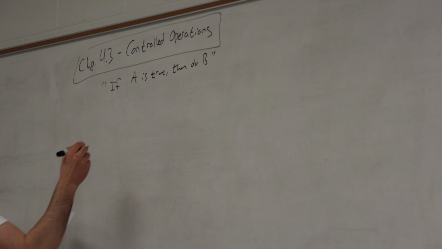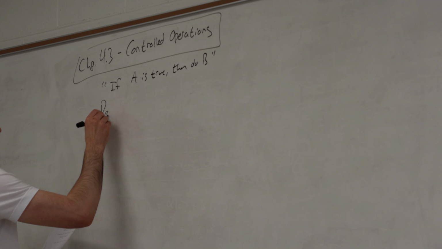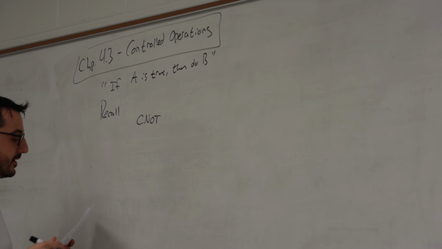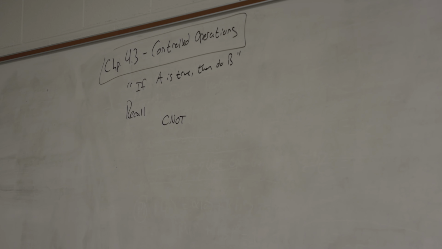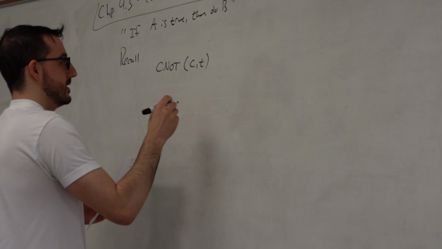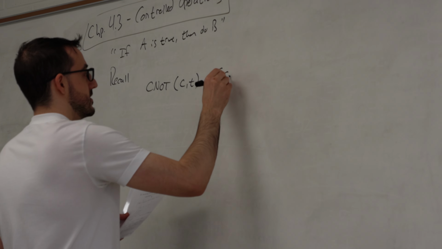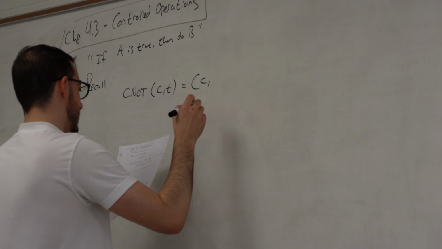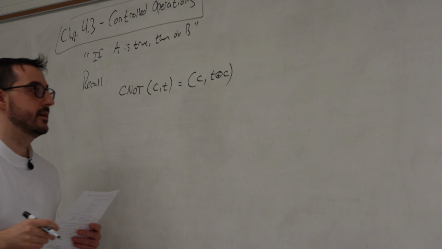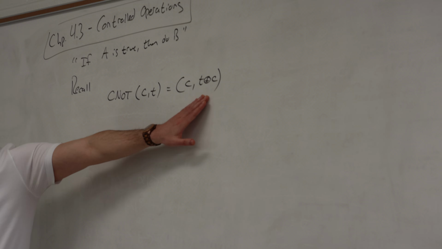So recall, I think from last time even, we had the CNOT gate. Recall, we defined CNOT as a classical reversible gate in the following way. It input 2 bits, a control C and a target T, and it also output 2 bits. The control didn't change. And then we added the control modulo 2 into the target register, the target bit.